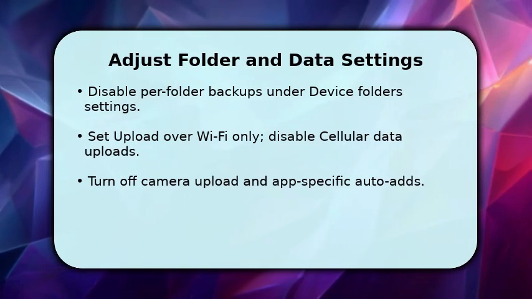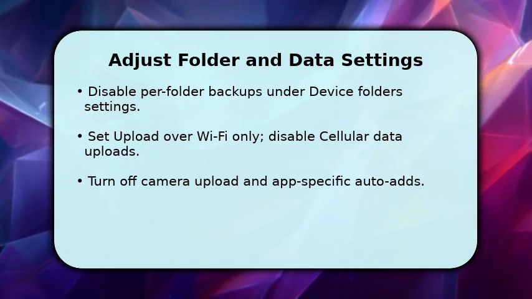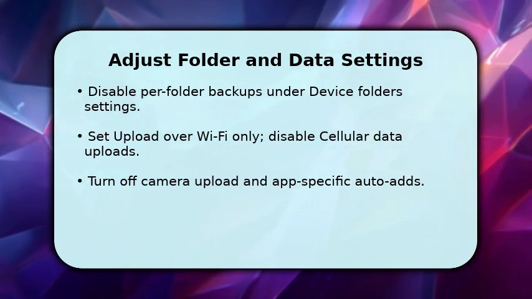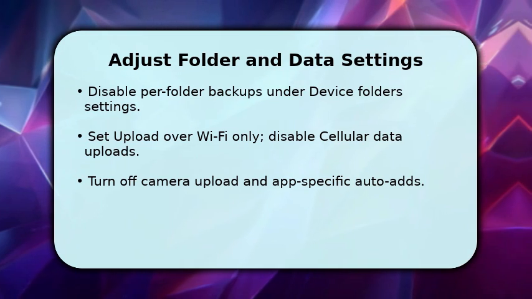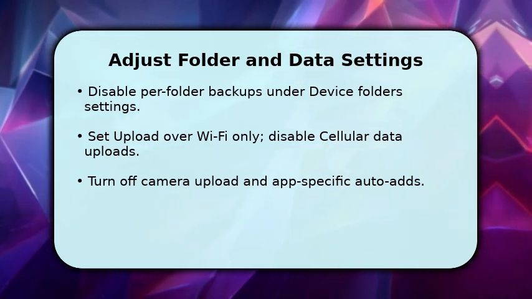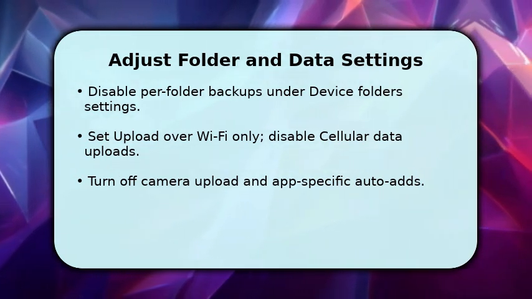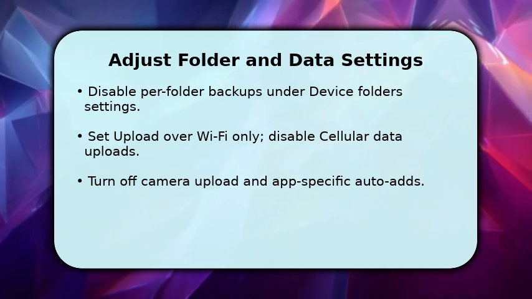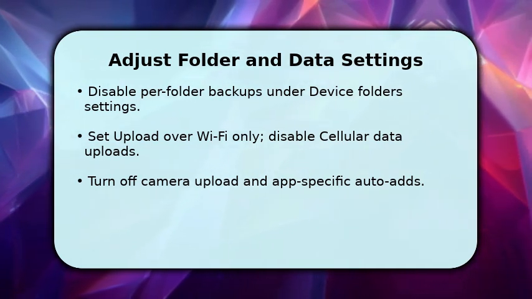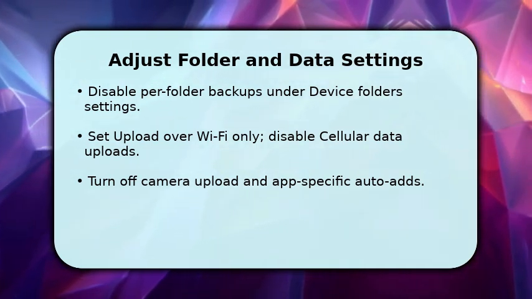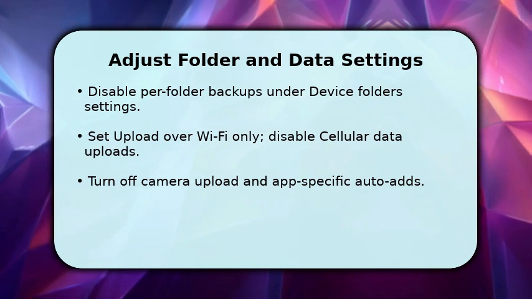Once Backup and Sync is off, drill down to Device Folders and Individual Settings. Turn off Backup for any folder you don't want uploaded, like screenshots or downloads. Then go to Upload Settings and choose Wi-Fi only or disable cellular uploads entirely. This prevents background uploads when you're on mobile data.